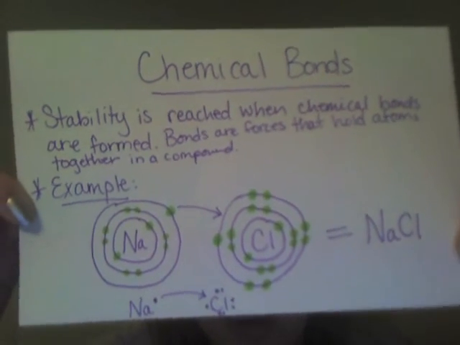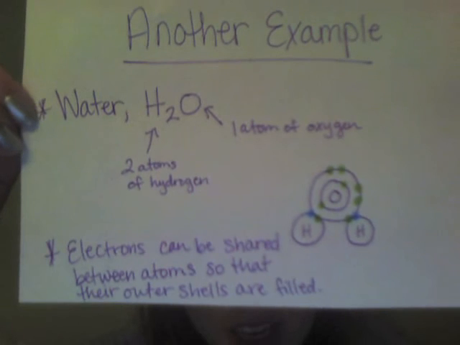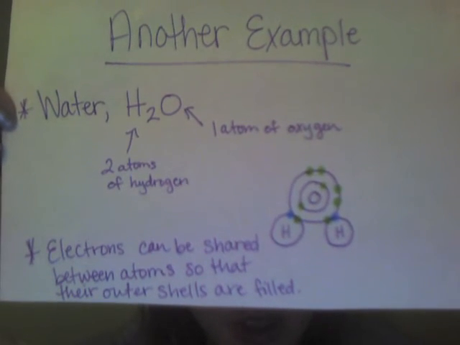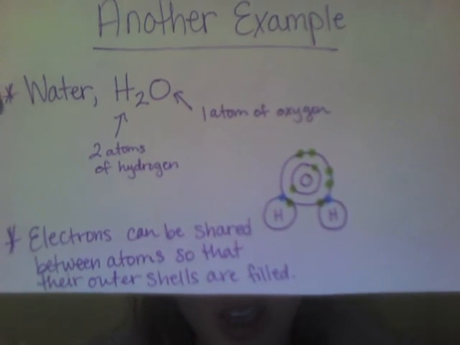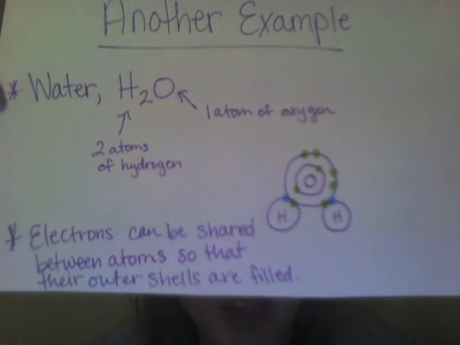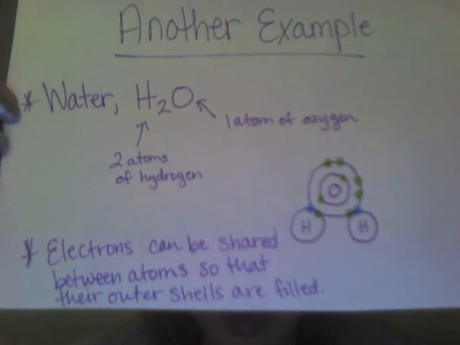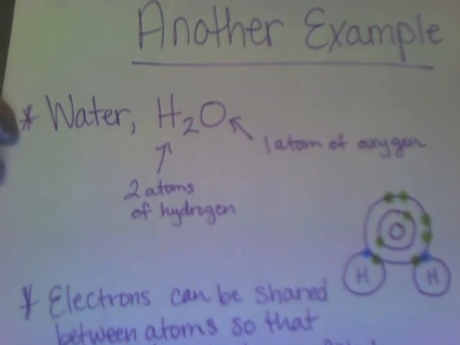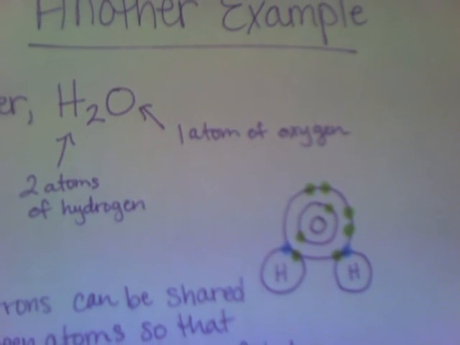But we know that ionic compounds are not the only compounds that can form. We also have covalent compounds where electron pairs are shared. Another excellent example is water. The formula for water is H2O, and that formula tells us that we have 2 atoms of hydrogen and 1 atom of oxygen. Those electrons can be shared between atoms so that their outer shells are filled. Oxygen is in group 16, and it has 6 valence electrons in its outer shell. Hydrogen is a group 1 element, and even though it's not an alkali metal, it still only has 1 valence electron in its outer shell.